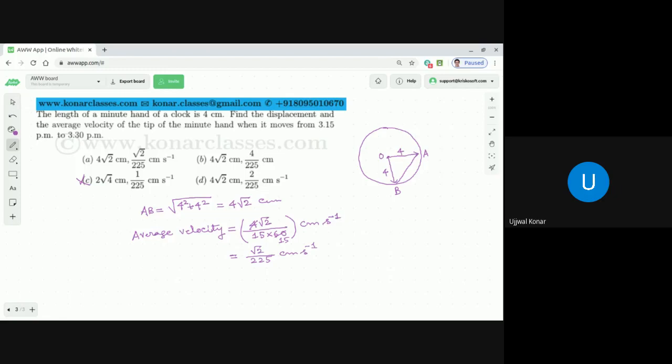Absolutely clear, or any smallest doubt, Kalpita, you are having? No, sir. Clear. Okay, great.